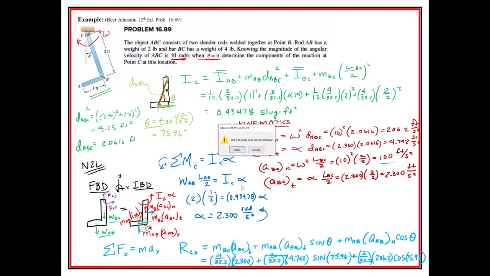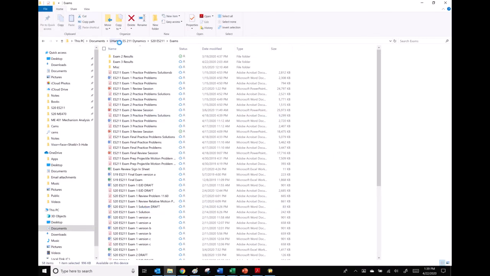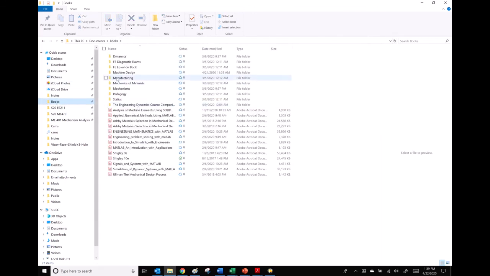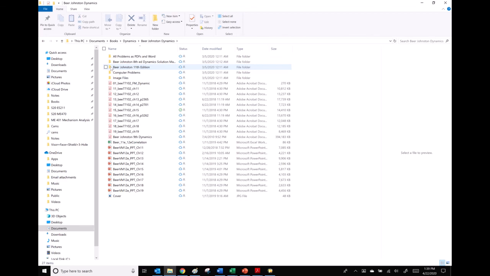So while we're here, let me take a look at what the solution manual is. I don't mind showing the solution manuals too. Let's see what method they used right here. It's good to see different approaches. Here's the Johnston, and I don't know if I have the 12th. I think I have the 14th, so this might not be the same solution right here.